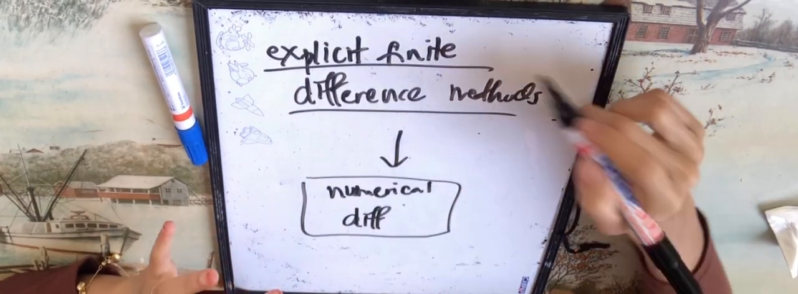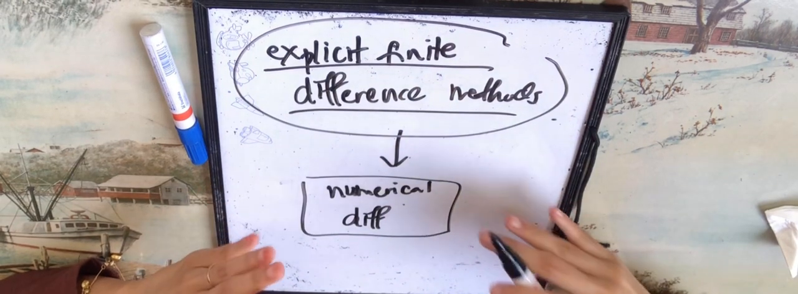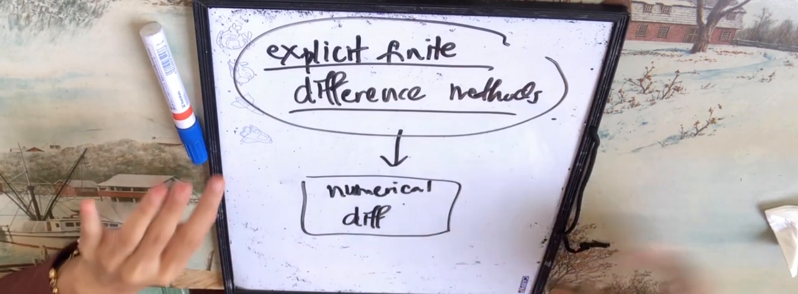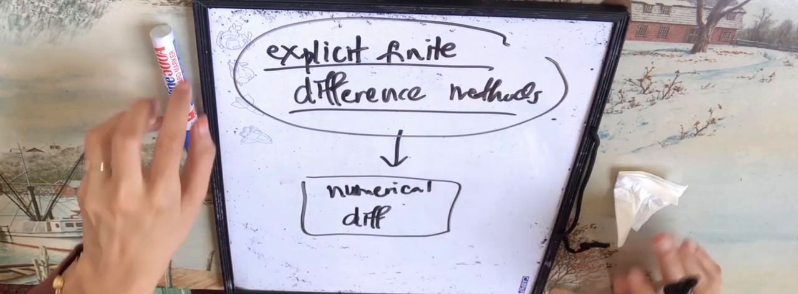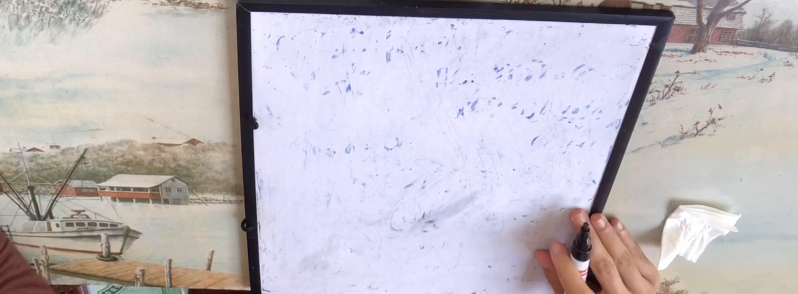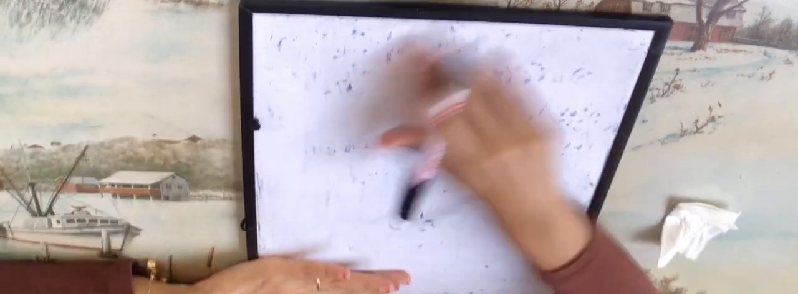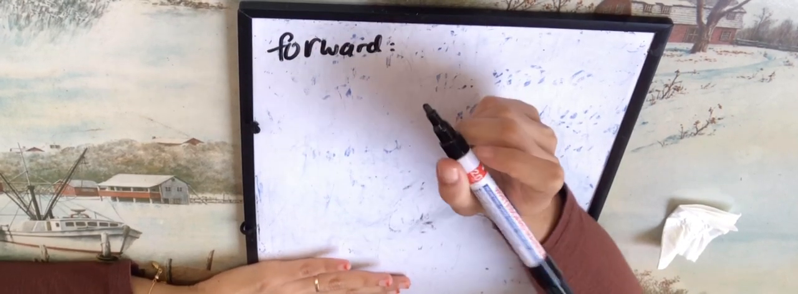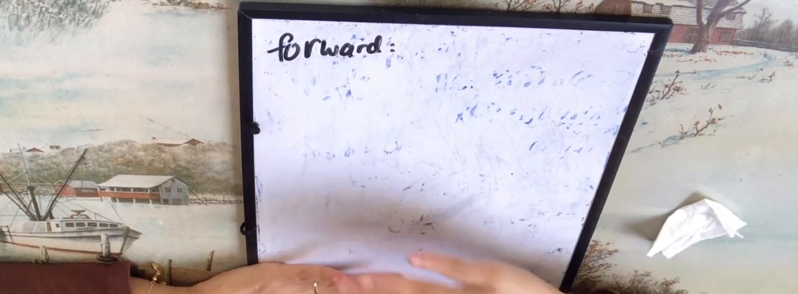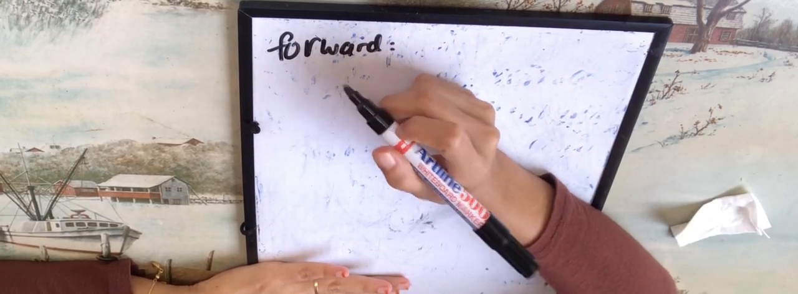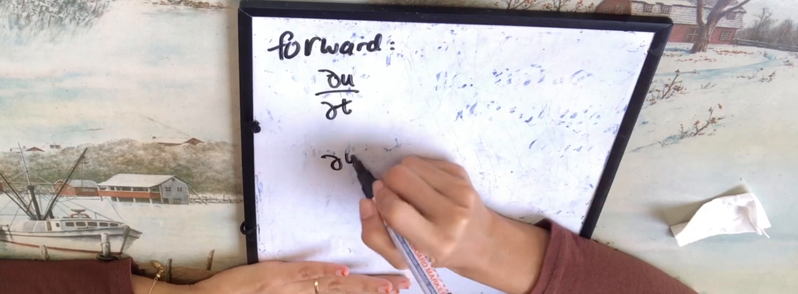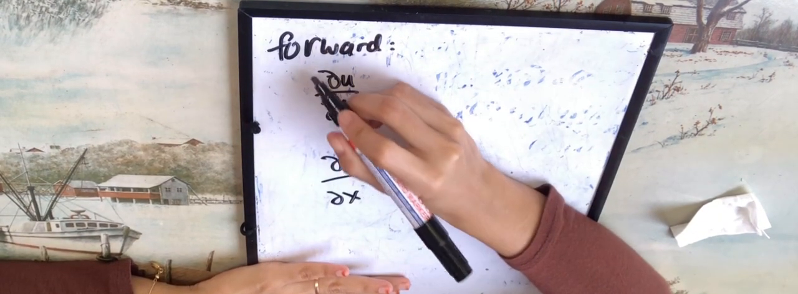Before we go to the formula itself, you need to revise the formulas for forward, backward and also centered. I will write them down first, then we will proceed with the method. For forward, for the explicit finite difference method, you have du dt and also du dx.